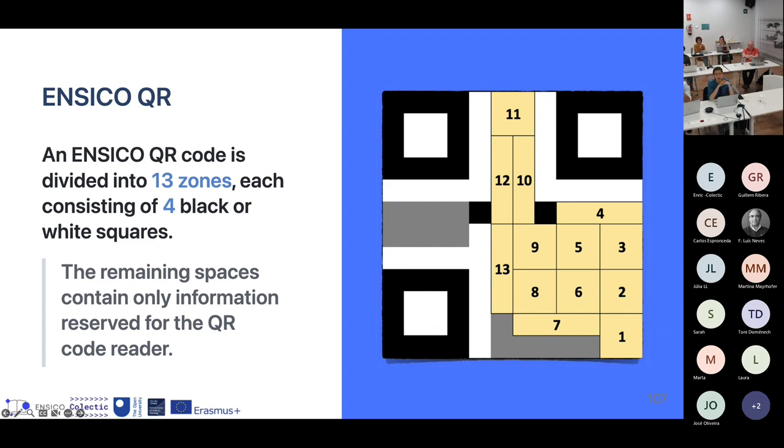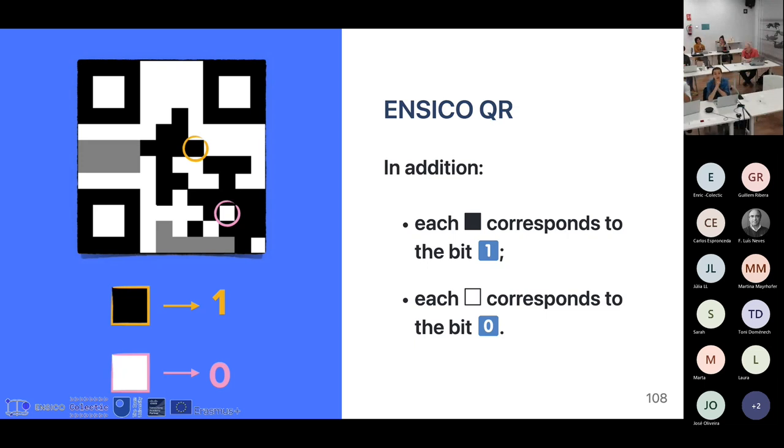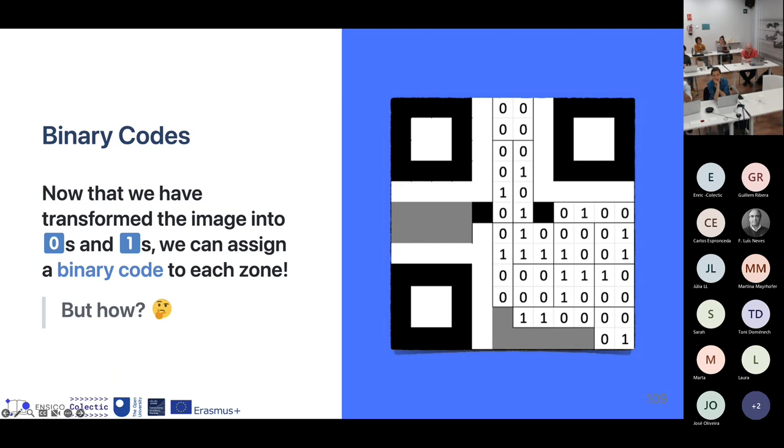And our in situ QR code is divided into 13 zones, and each zone consists of four black or white squares, okay? Each square will represent something. In addition, we will associate each black square with the bit 1 and each white square to the bit 0. So we can transform our QR code to zeros and ones. If it was black, we write a 1. If it was white, we write a 0. And this way, we can also associate each zone to a binary code, okay? We can assign a binary code to each zone.